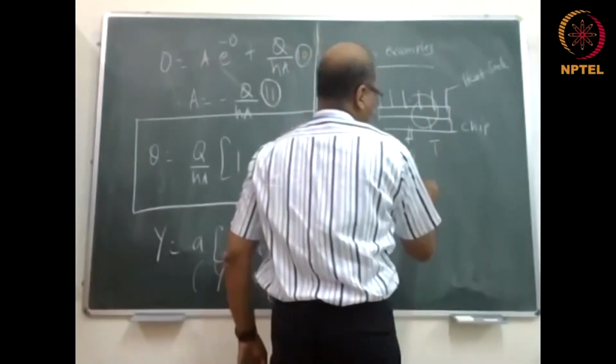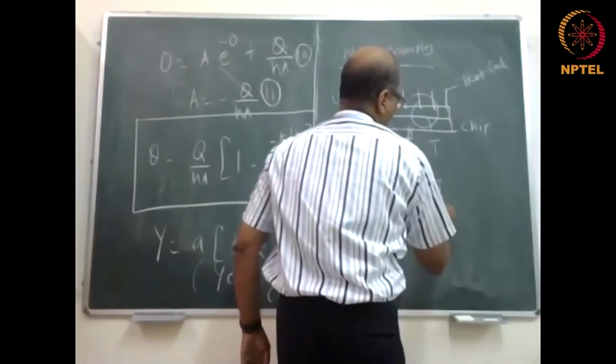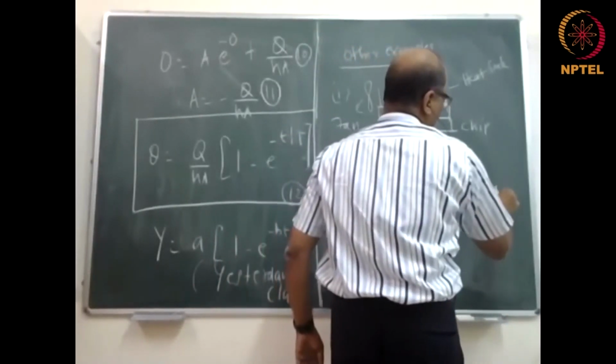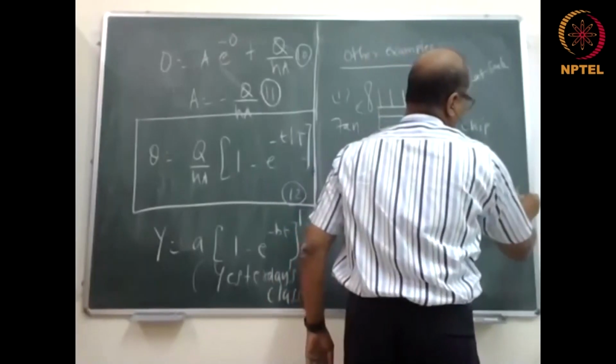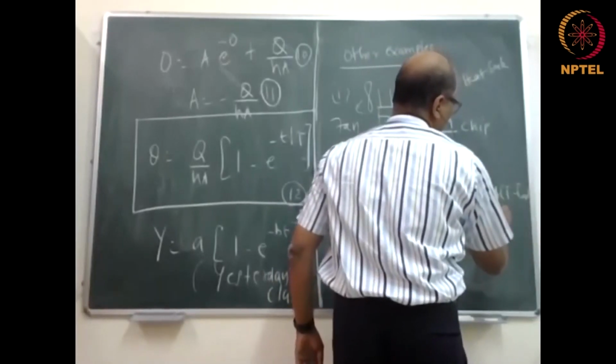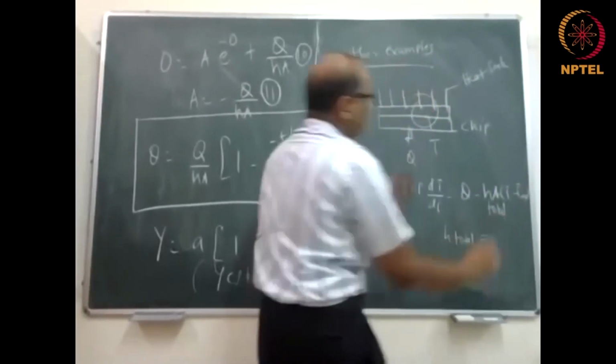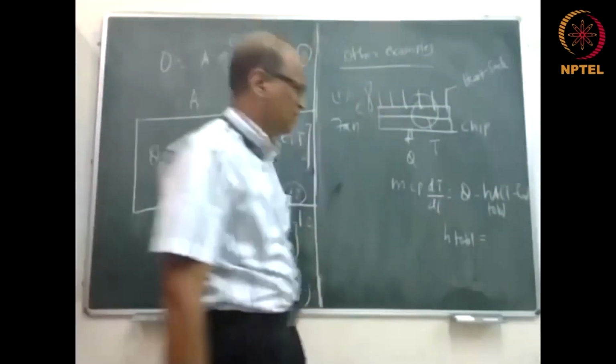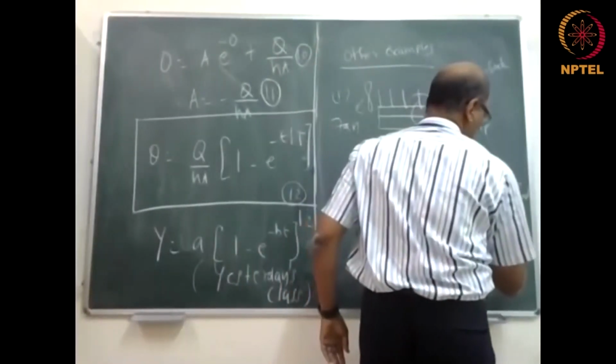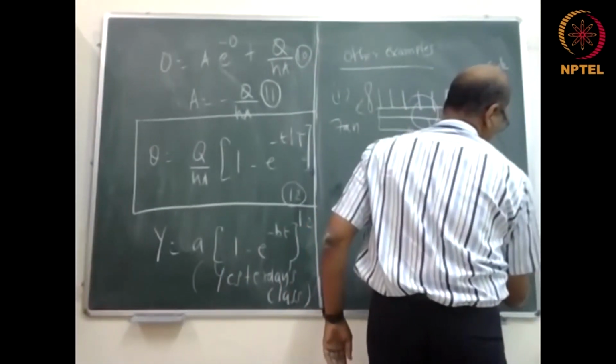So this is basically mCp dT/dτ equal to Q minus hA(T minus T∞). But this h could be the h total. I can put black paint on these pins on the heat sink. This could be h convection plus h radiation. This is for starters.